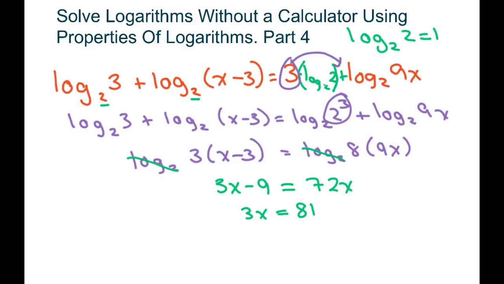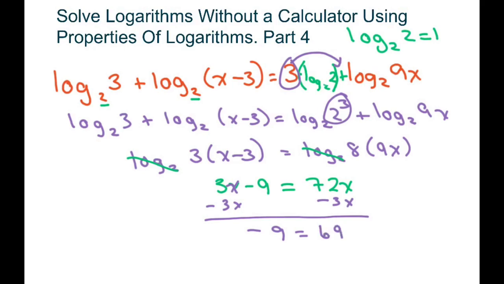Actually, I did that wrong. I knew I was doing something wrong. Okay, so basically, you're going to subtract 3x from both sides. If I showed my work, it would help. So you get negative 9 equals 69x. So x equals negative 9 over 69.